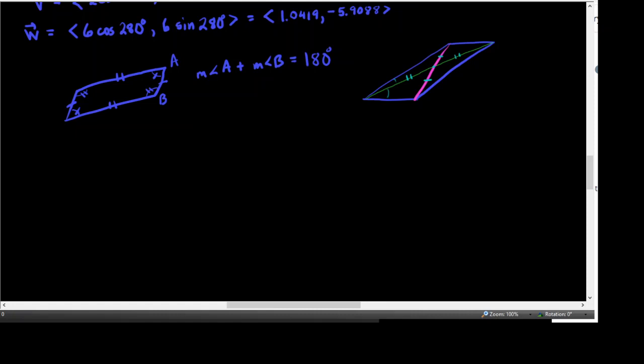Alright, so let's do an example. Two forces of 15 and 22 newtons act on a point in the plane. If the angle between the forces is 100 degrees, find the magnitude of the resultant force.